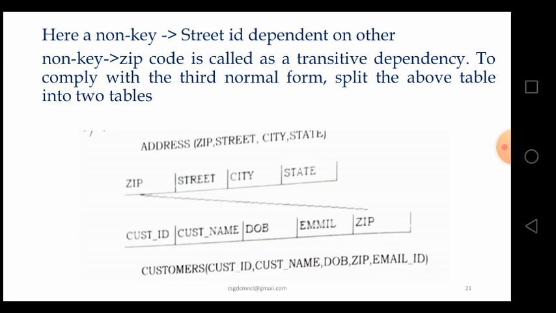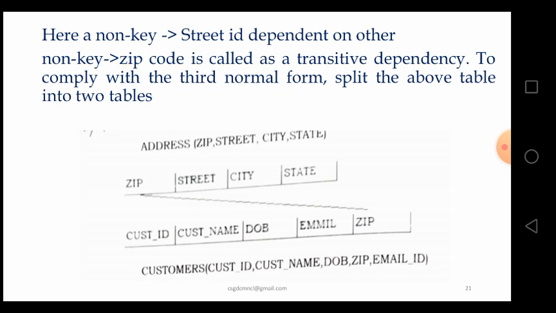A relation is in third normal form if it holds at least one of the following conditions for every non-trivial functional dependency X to Y. Either X is a super key, or Y is a prime attribute, that is each element of Y is part of some candidate key. These are the main concepts used in third normal form.